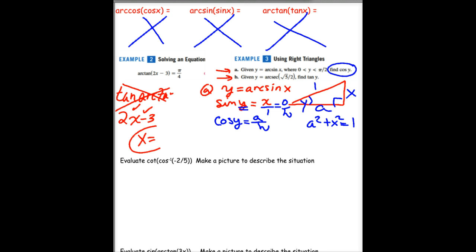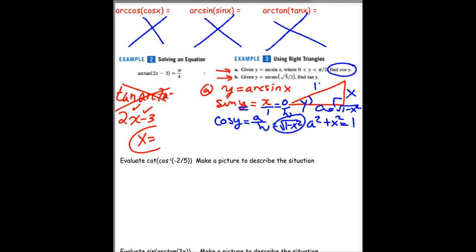So it would be the square root of 1 minus x squared. And I honestly don't need you to show me your Pythagorean theorem work. I'm good with you doing that in your head. So let's go take a look. Cosine y would be adjacent, which is square root of 1 minus x squared, over hypotenuse, which is just 1. And it's done. Easy peasy mac and cheesy.